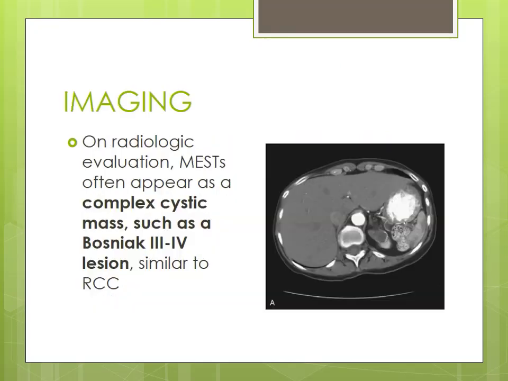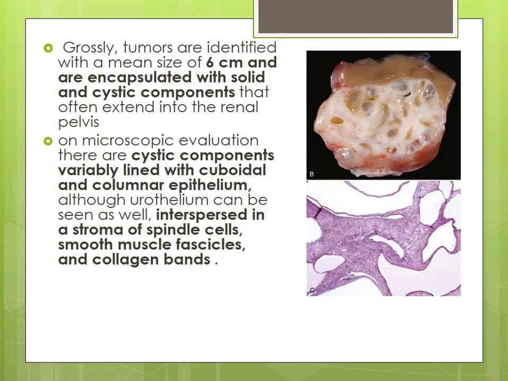On imaging, MEST appears as complex cystic masses such as Bosniak class 3 and 4, very similar to RCC. On pathology, grossly they are identified with a measurable size of 6 cm, encapsulated with solid and cystic components that often extend into the renal pelvis. On microscopy, they show cystic components. There are multiple cysts you can see, lined with cuboidal or columnar epithelium. In these cysts, there is interspersed spindle cell or muscle component, along with some collagen bands.